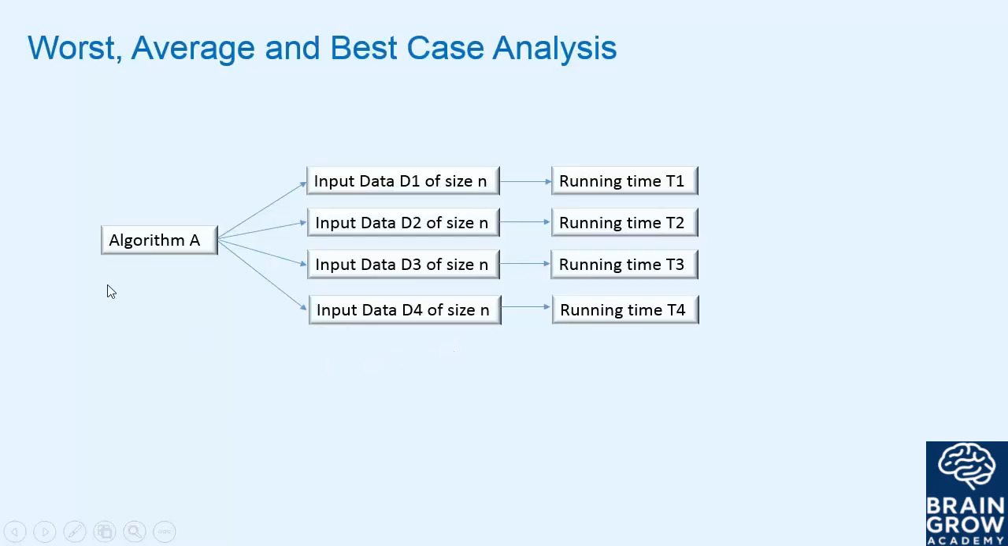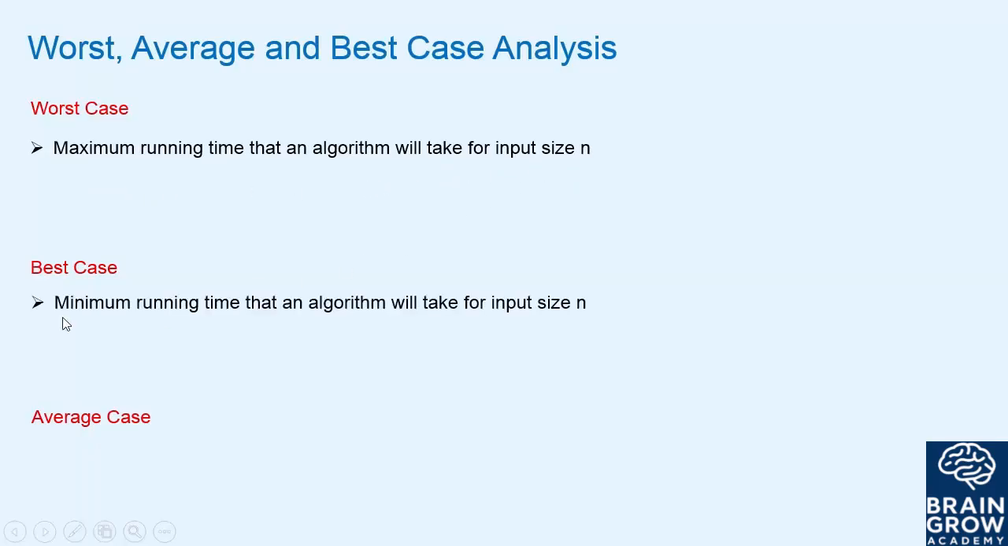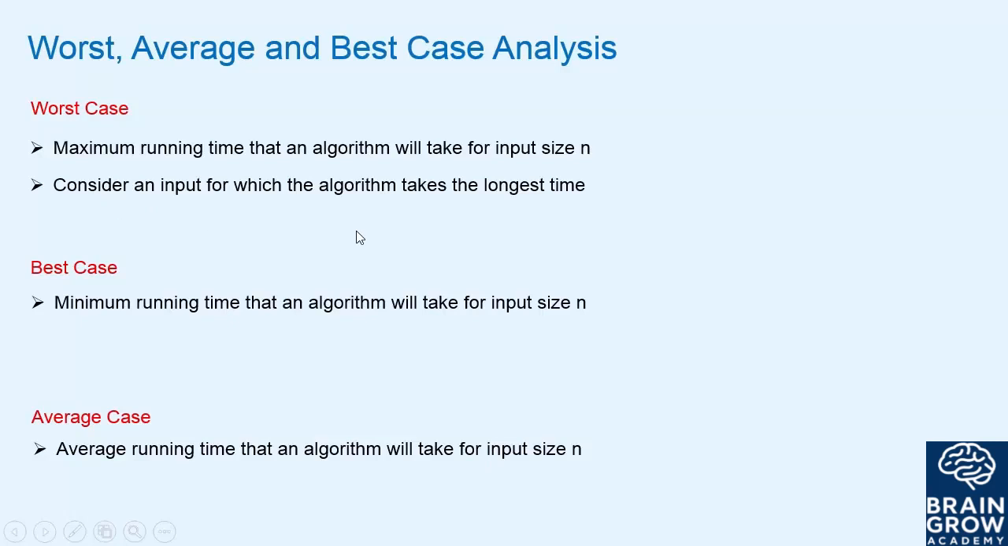For analyzing these type of algorithms, we generally consider three cases: worst case, best case and average case. So we define the time complexity of the algorithm in these three cases. Worst case time complexity gives us a measure of maximum running time that an algorithm will take for input size n. Best case time complexity gives us a measure of minimum running time that an algorithm will take for input size n. And average case time complexity gives us a measure of average running time that an algorithm will take for input size n.